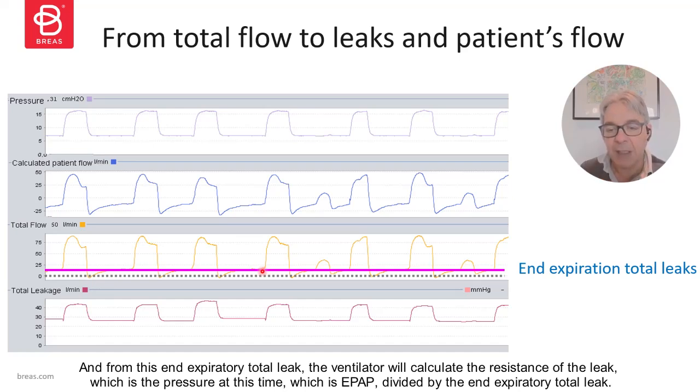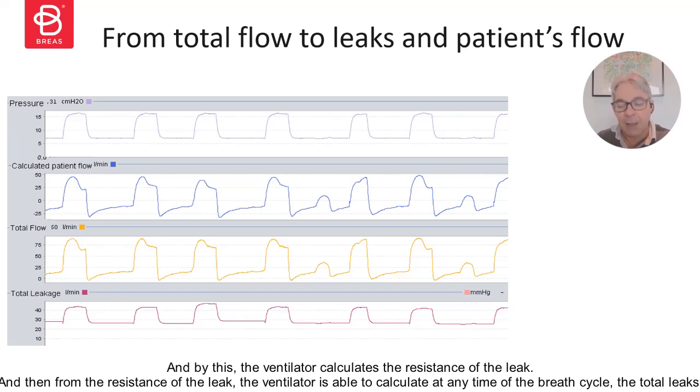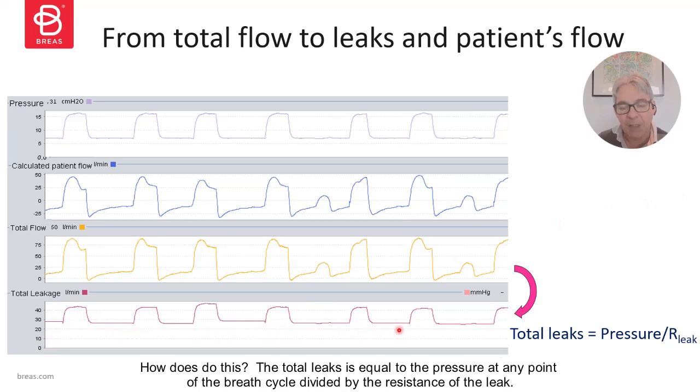totally passive, meaning that all the flow that comes from the ventilator goes to the leak. And from this end expiratory total leak, the ventilator will calculate the resistance of the leak, which is the pressure at this time, which is EPAP, divided by the end expiratory total leak. And by this, the ventilator calculates the resistance of the leak. And then, from the resistance of the leak, the ventilator is able to calculate at any time of the breath cycle the total leaks. How does it do it?